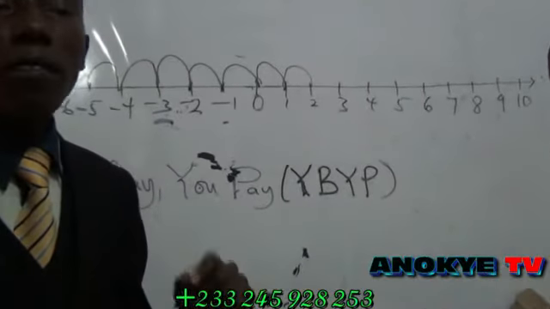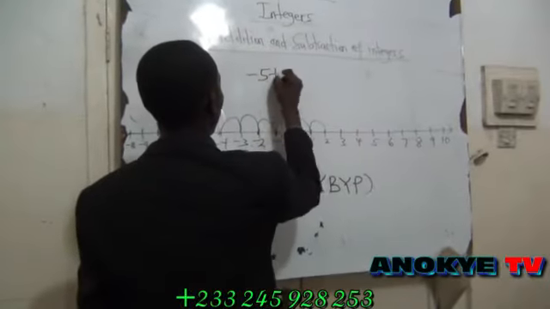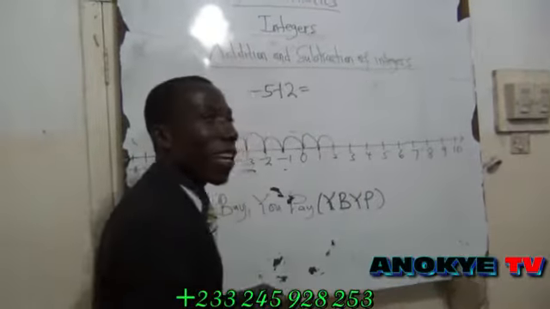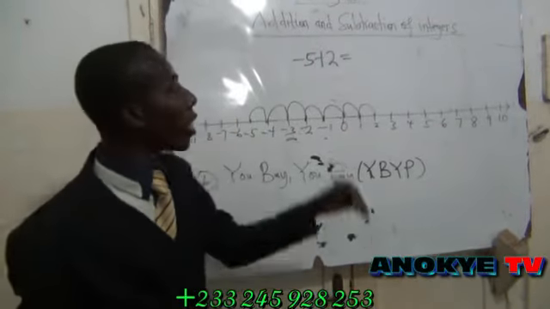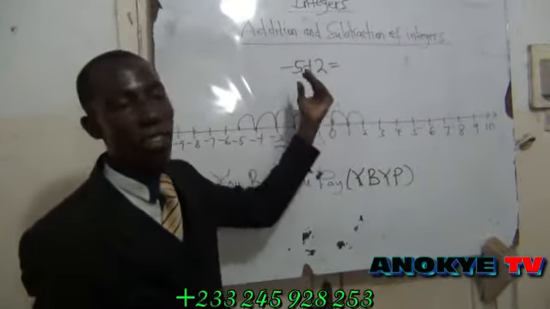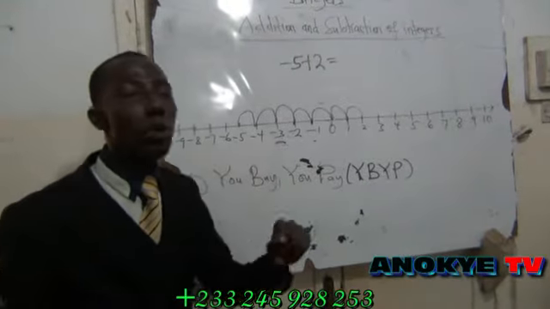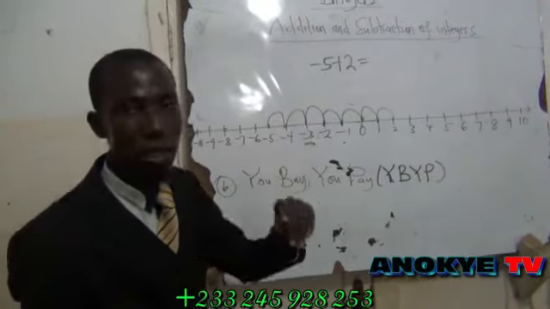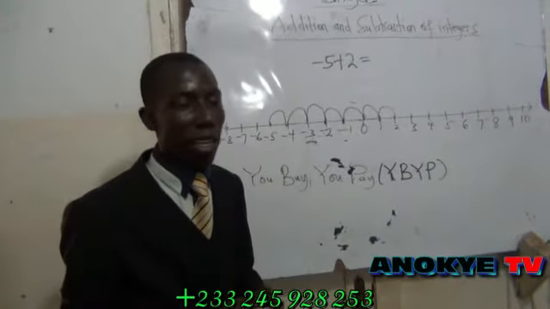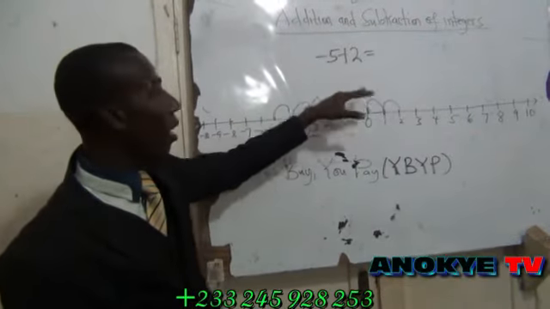These methods will always help you to add and subtract integers. Let us take our first example. I have negative 5 plus 2. Are you wondering how to get the answer for this? Don't worry. Just use these methods and you will always get the correct answer for every question that will be given to you. Now I start the lesson by using the number line to solve this.